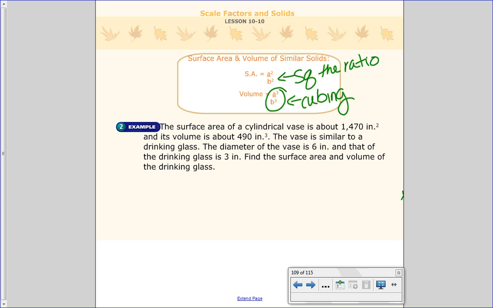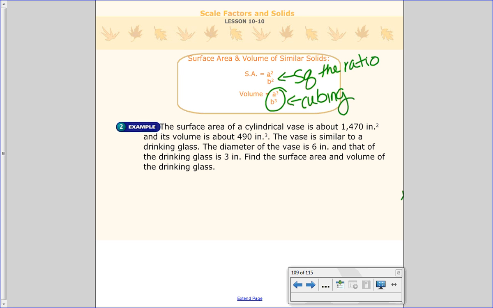The vase is similar to a drinking glass. The diameter of the vase is 6 inches, and that of the drinking glass is 3 inches. Find the surface area and volume of the drinking glass. Well, on this one, they tell us the surface area, they tell us the volume, they tell us they're similar, they tell us all sorts of information.